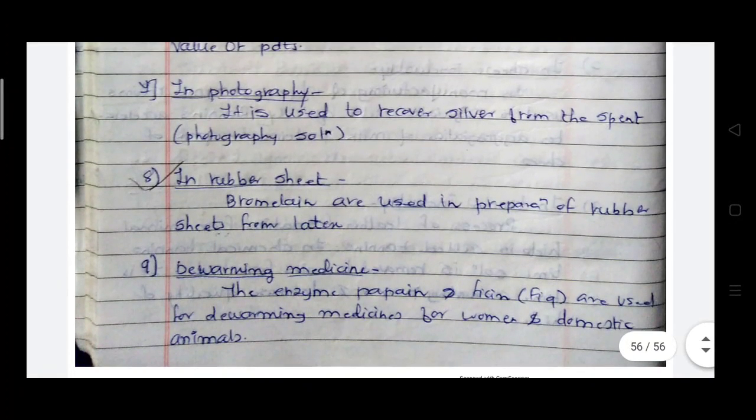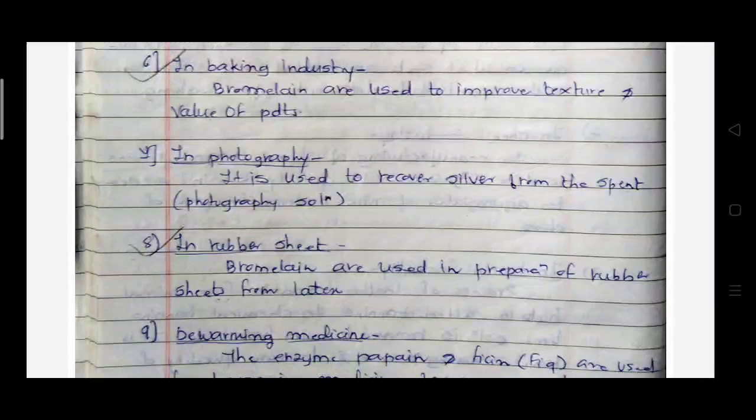In photography, it is also used to recover silver from the stain. That means after developing photos from the negatives, there is the spent water used in developing the photos. From this we can also recover the silver. So if you use these bromelains, you can easily get the silver from the wash of these photographic solutions.